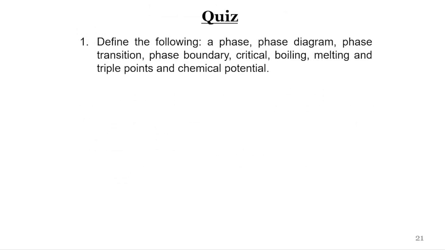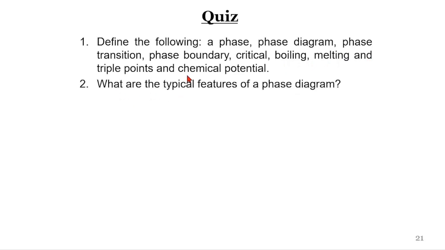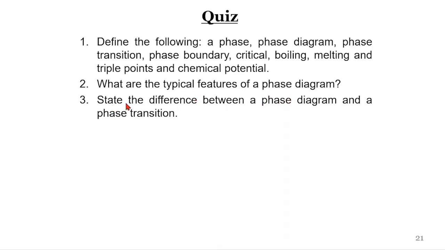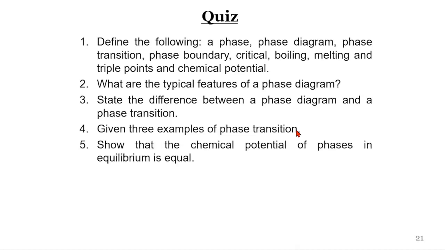So it's time for you to take the quiz. Define the following: the phase diagram, phase transition, phase boundary, critical, boiling, melting, and triple points, as well as chemical potential. What are the typical features of a phase diagram? State the difference between a phase diagram and a phase transition. Give 3 examples of phase transition. Show that the chemical potential of phases in equilibrium is equal.